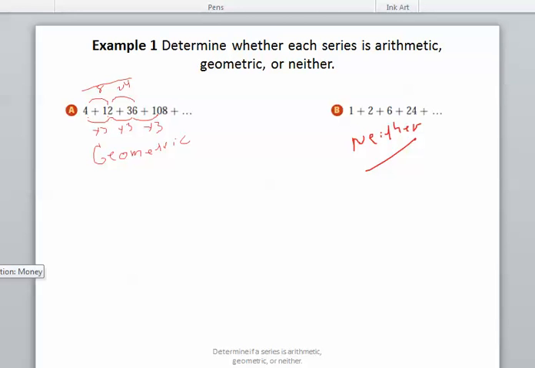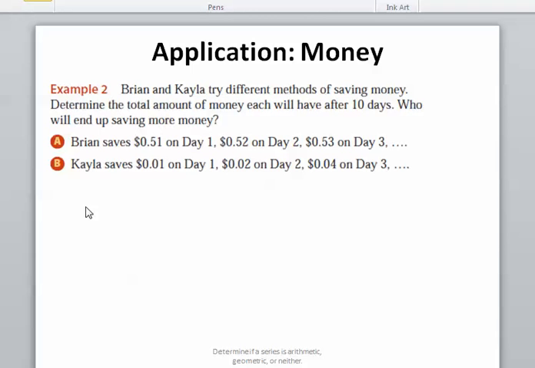So let's look at a couple of applications because this isn't just done for the pure pleasure of mathematics. There's actually some applications behind this. This one is kind of contrived, but an application nonetheless. It says Brian and Kayla try different methods of saving money. Determine the total amount of money each will have after 10 days. So what's my n going to be? In both cases, n is going to be 10. We know that. Who ends up saving more money?